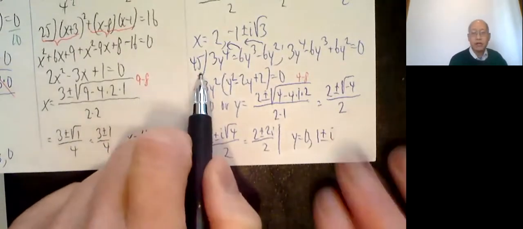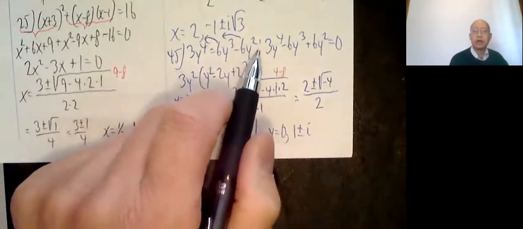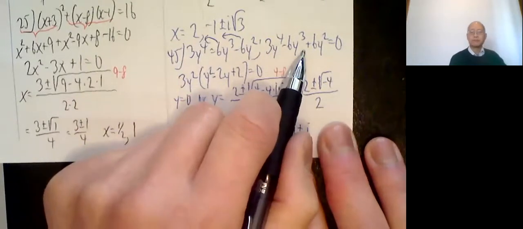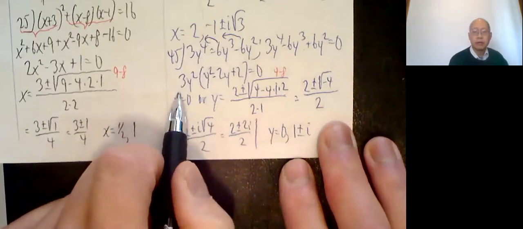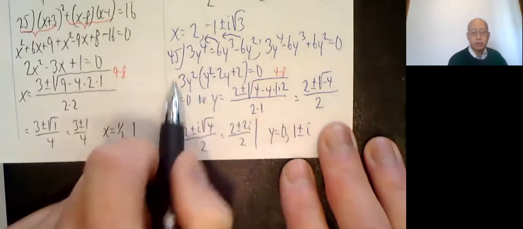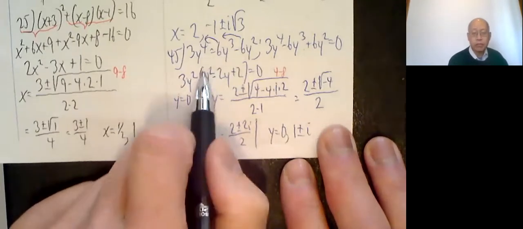And finally, number 45. 3y to the 4th equals 6y cubed minus 6y squared. Put everything on one side. 3y to the 4th minus 6y cubed plus 6y squared equals 0. Factor out 3y squared. So 3y squared times y squared minus 2y plus 2 equals 0. So this means y equals 0. That's finished. This one, quadratic formula.